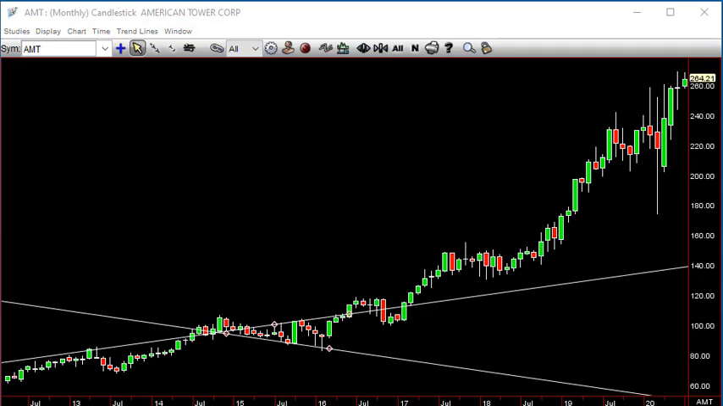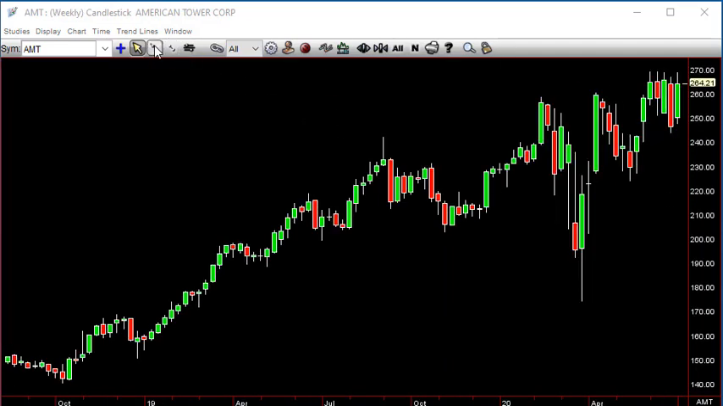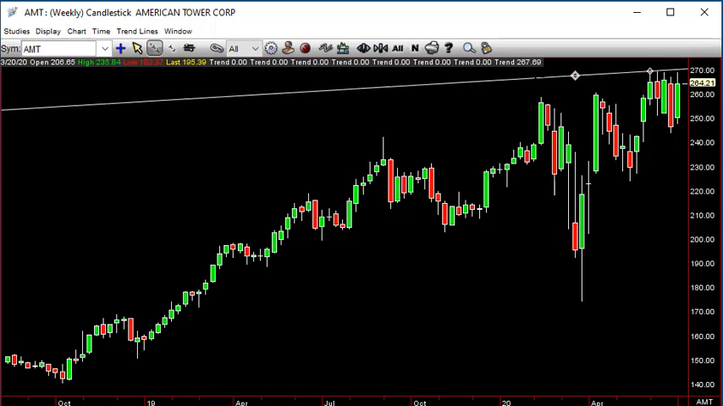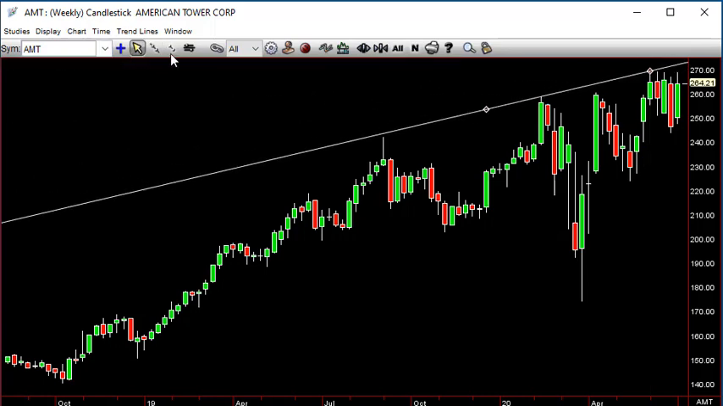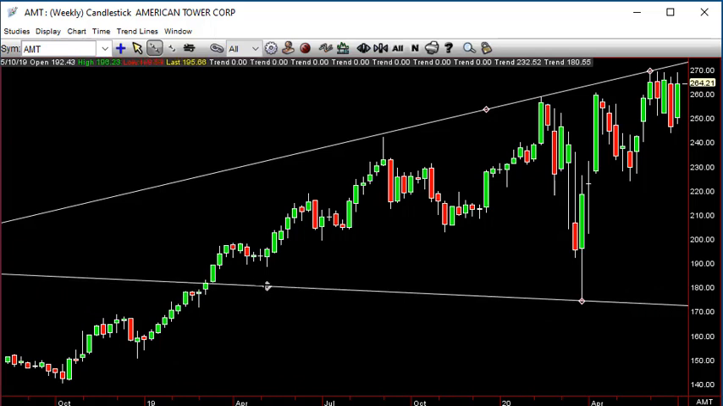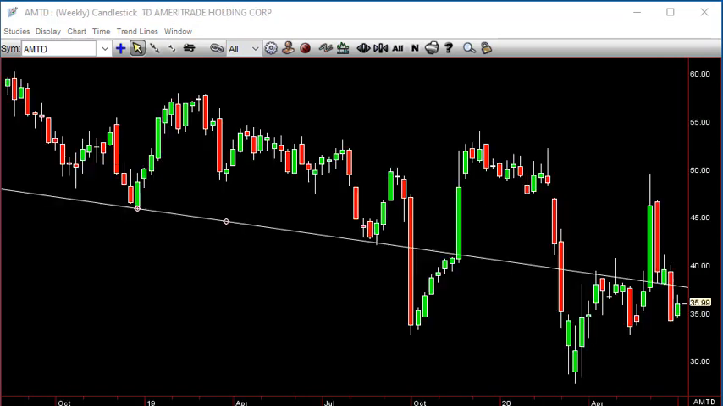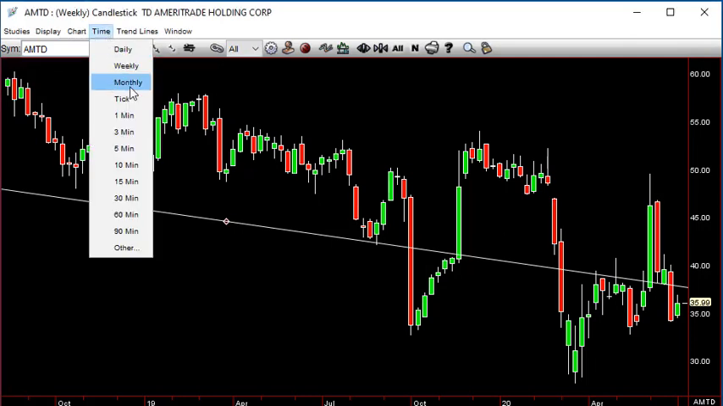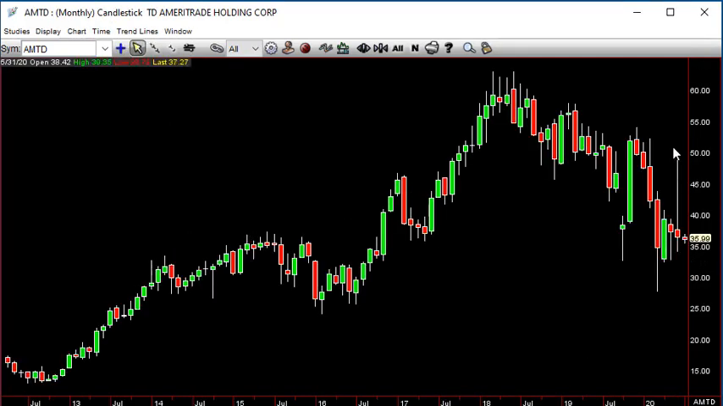American Tire. American Tire we watch with SBAC and CCI as a subgroup. Ameritrade. All this stuff stuck in here. Monthly. You see this? Tries to get out of here, but stuck in here, right? So you're still going to see the lower lows and the higher highs, though.